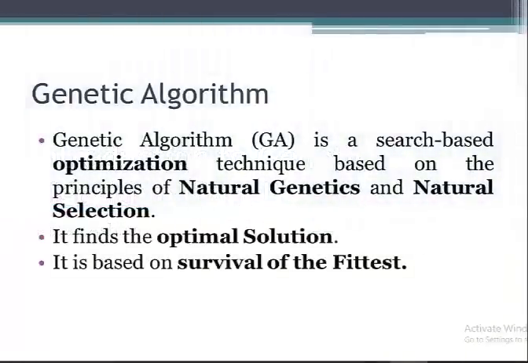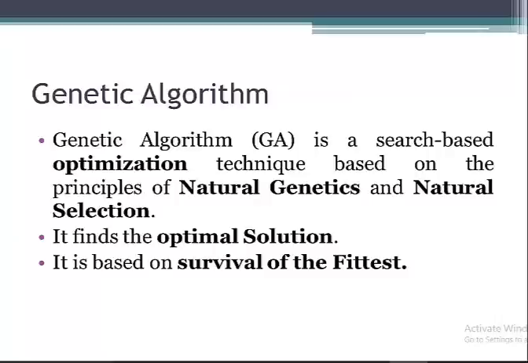Okay, so genetic algorithm is a search-based optimization technique based on the principles of natural genetics and natural selection. It finds the optimal solution and it is based on the survival of the fittest. Now that is actually the definition of genetic algorithm.